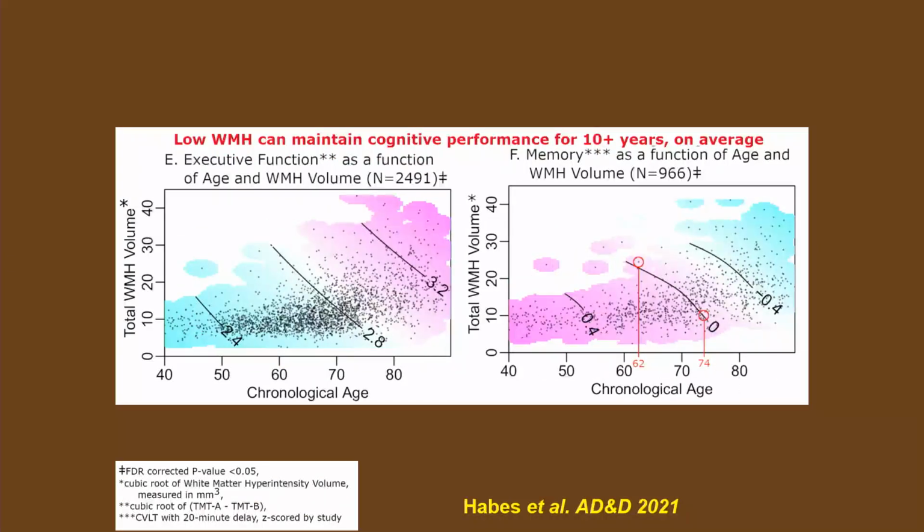But now we are also able to complete the picture, and we are also able to see association of white matter hyperintensities with cognitive testing. Again, that was not possible in the SHIP study alone. But in the iSTAGING consortium, we were able to find at least 2,400 MR scans with executive function. And here we see that white matter hyperintensities is indeed associated with executive function as well as with memory. And the message here is low white matter hyperintensities could maintain cognitive performance for maybe 10 years.